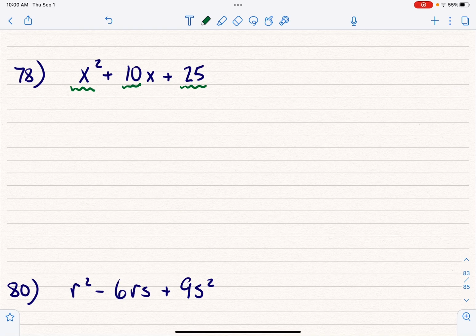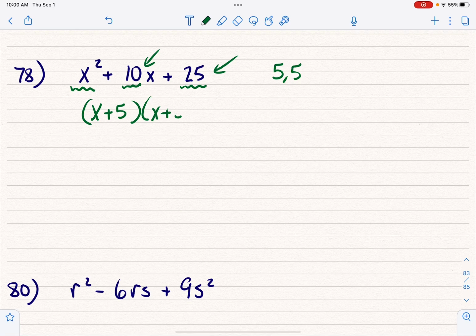So now you could factor by grouping, you could factor, say, what are the factors of 25 that add up to be 10? Well, the answer is 5 and 5. So you know that this is going to be x plus 5 times x plus 5.